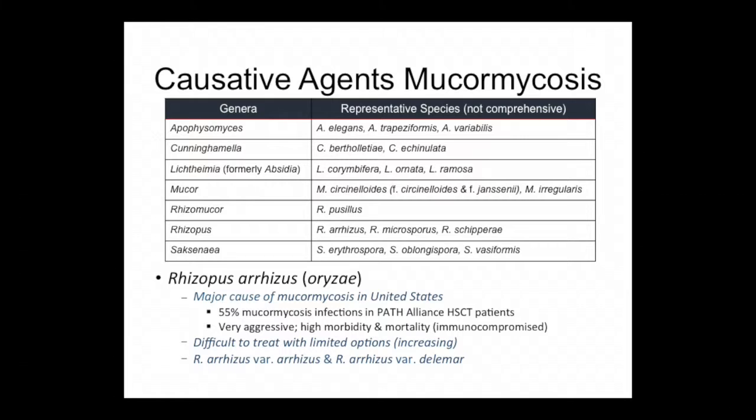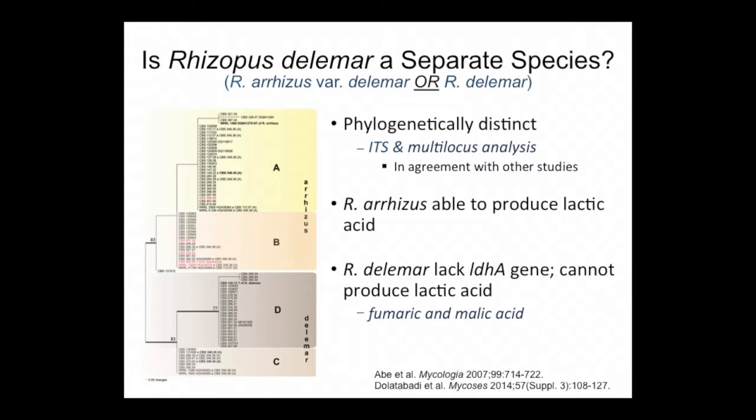Now, one of the things that we've started to become more interested in, at least in the fungus testing lab, is the difference between Rhizopus oryzus variety oryzus and Rhizopus oryzus variety delamar. Abe and colleagues back in 2007 said that these are actually separate species. Phylogenetically, they're distinct by looking at both ITS alone as well as by multi-locus analysis. This has been in agreement with other studies that have looked at this.